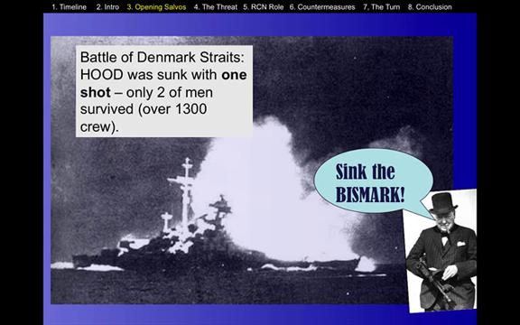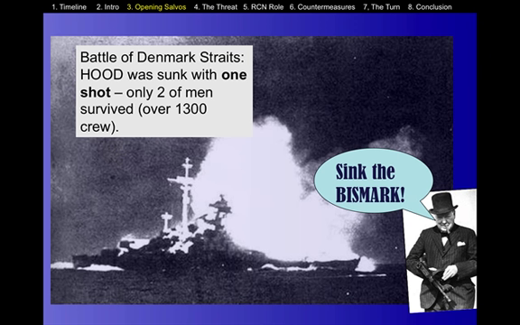Unfortunately for the British, in the Straits of Denmark, HMS Hood was sunk. The Bismarck got a direct hit above Hood's magazine, and all of the munitions on the battleship exploded. The ship sank very quickly. Only 2 sailors survived.